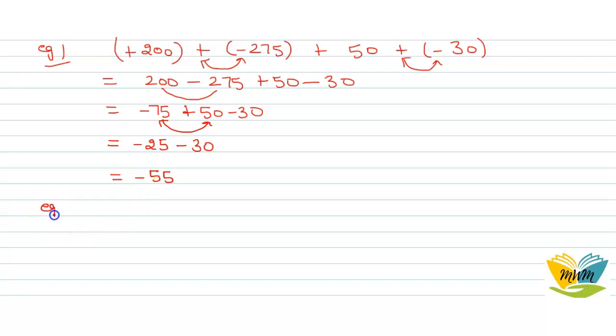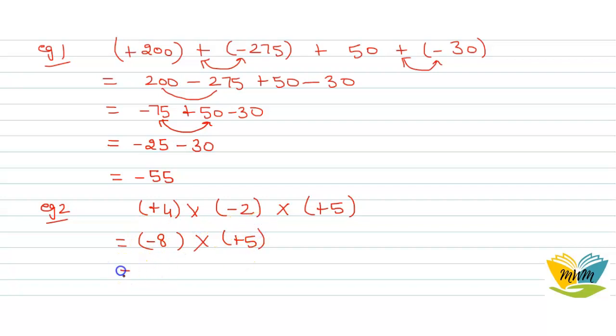Now I want to give you one more example for multiplication of more than two numbers. Suppose we want to multiply plus 4, minus 2 and plus 5. 4 twos are 8, and plus 4 and minus 2, plus and minus, so we get minus 8. Now plus 5. When 8 is multiplied by 5, we get 40, and plus and minus means minus. We get minus 40. I hope you understand the topic.